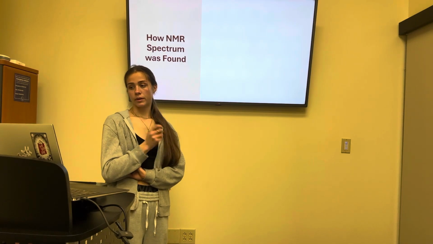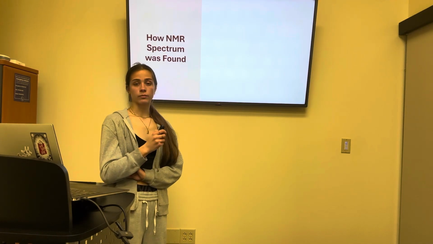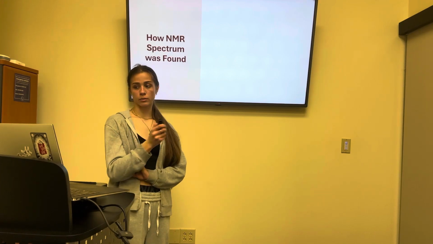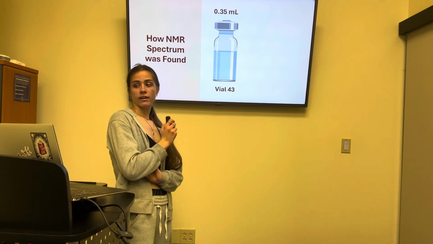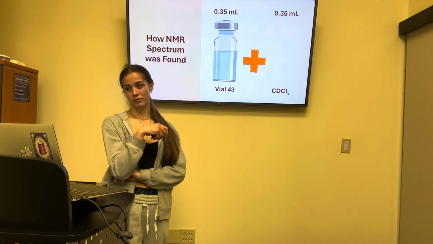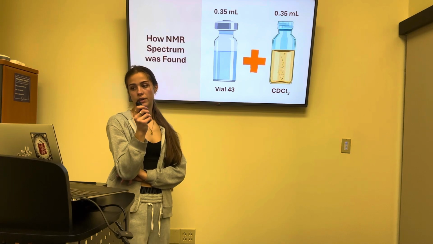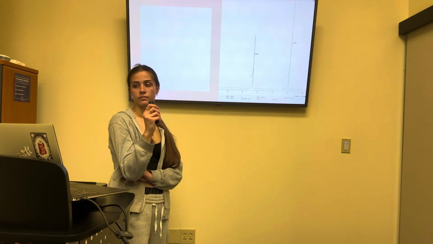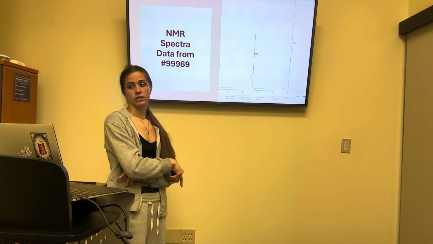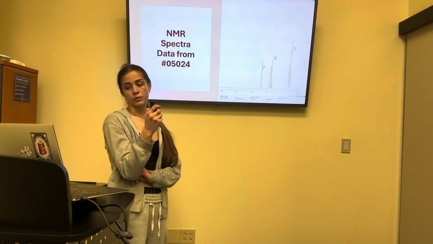To begin the experiment, first we started with finding the NMR spectrum. This was done by combining 0.35 milliliters of the unknown sample from vial 43 with 0.35 milliliters of deuterated chloroform, and placing that solution inside of the NMR spectrometer with a frequency of 90 megahertz to measure the spectrum. This figure here shows the spectrum for sample 99969 and sample 05024.